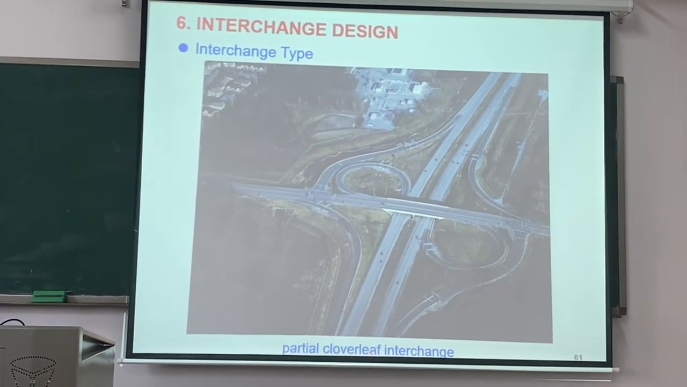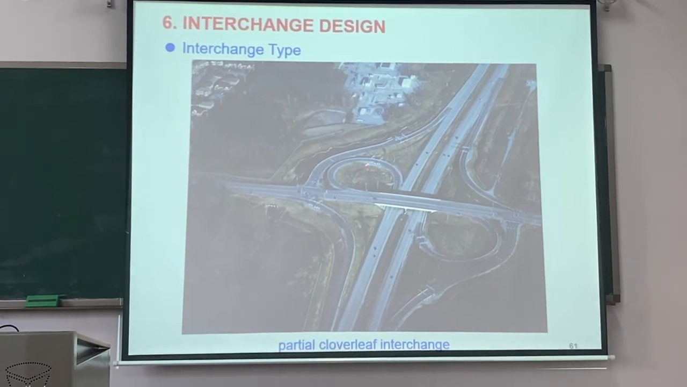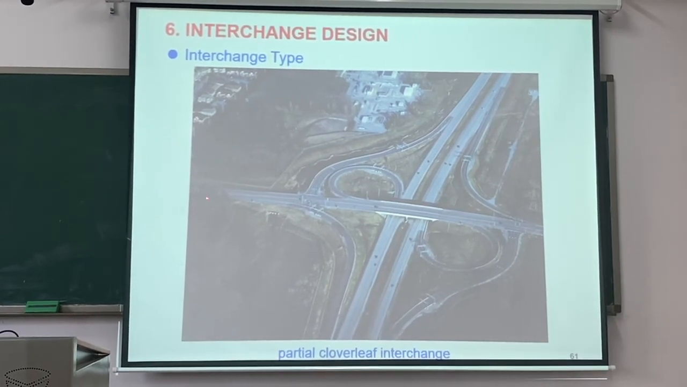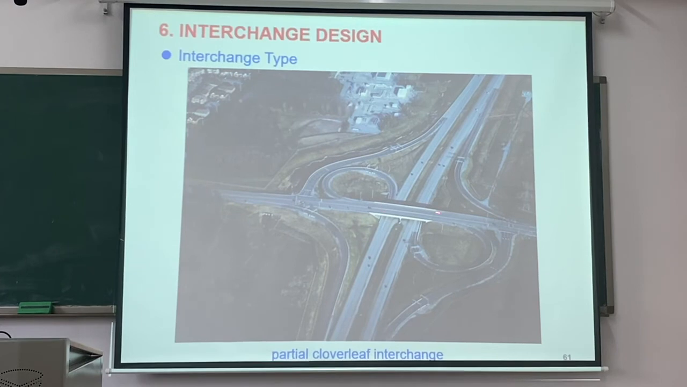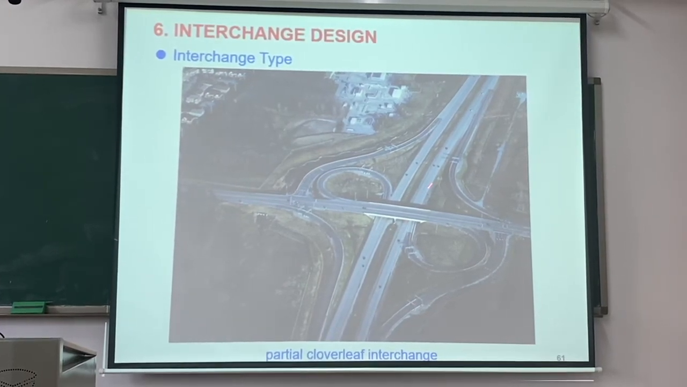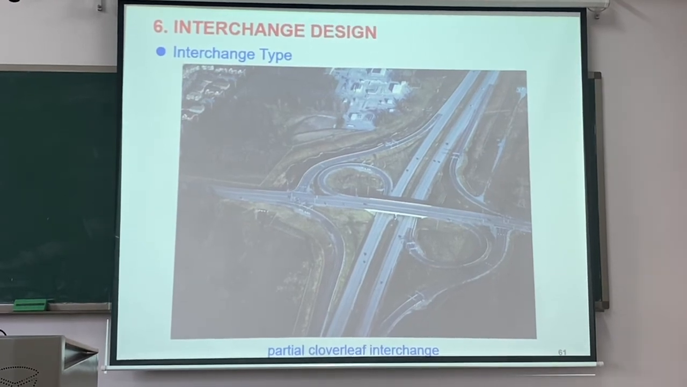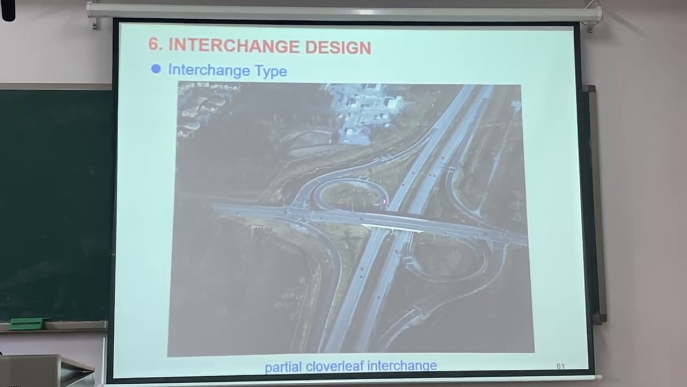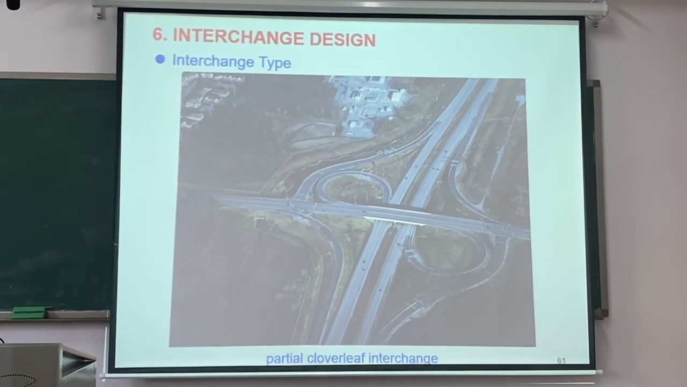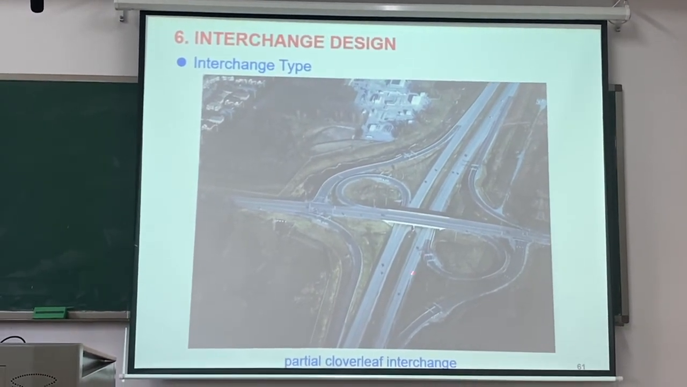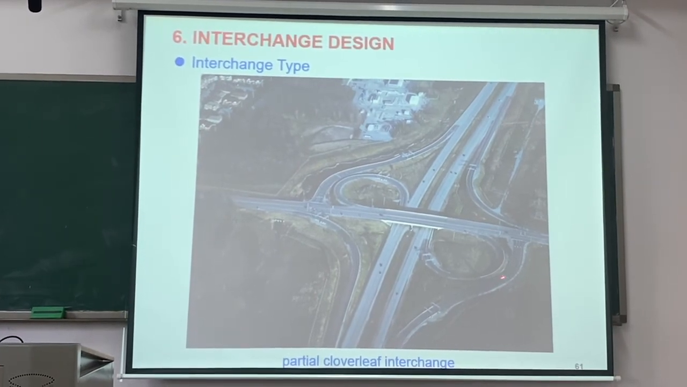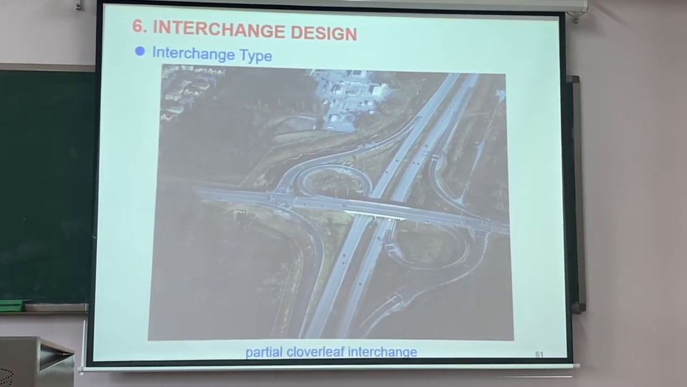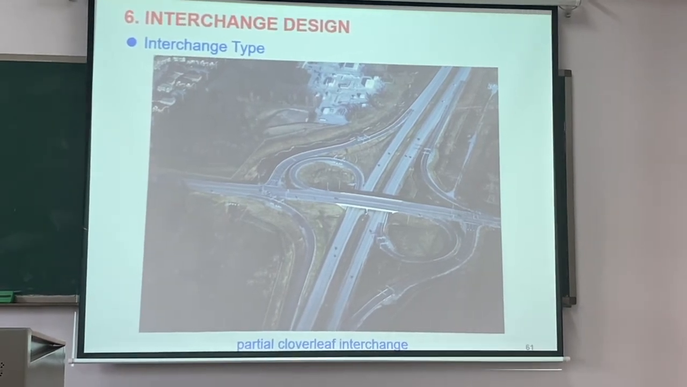This is the partial cloverleaf interchange. This is a loop. We can use this to turn left, and this to turn right and turn left. And when we go through this, when you turn right, you can turn left. But when you use this, we can turn right, but not turn left. We can go through this way. Yes or no?